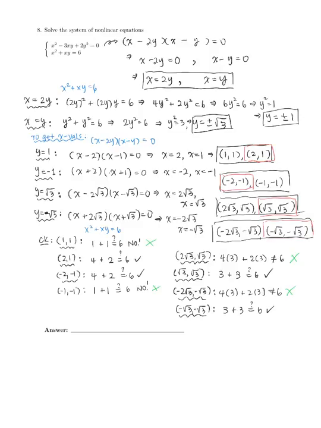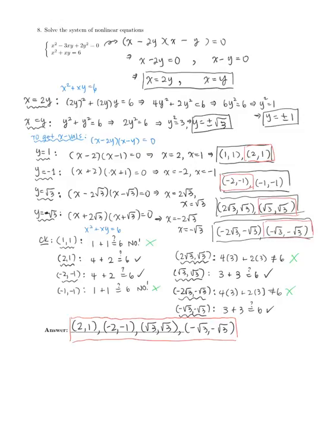All right, so it looks like our solution set is going to be 2 comma 1, negative 2 comma negative 1, and what? Root 3 comma root 3, and negative root 3 comma negative square root of 3. Sorry, let me just box this so that you can tell which is the answer and which is the work. All right, there you have it. Okay, so, woo, we're done.